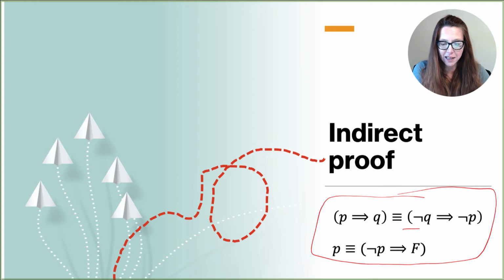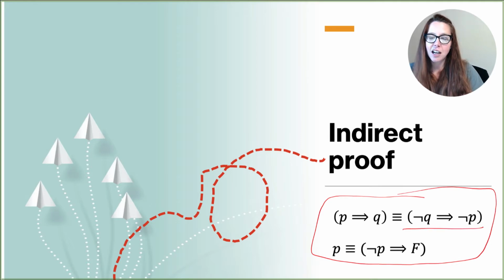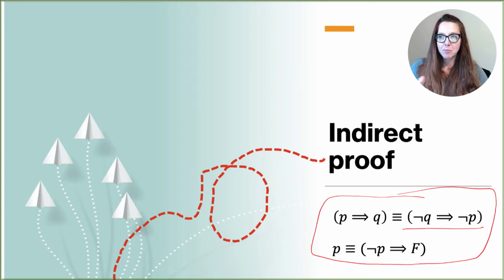One is a proof by the contrapositive, and we know that the contrapositive of an implication, so P implies Q, has a contrapositive, which is not Q implies not P. And these are equivalent. So if I can show that not Q implies not P, that's really the same as showing P implies Q. But sometimes we find that it's actually easier to show the contrapositive than it is to show the initial implication.